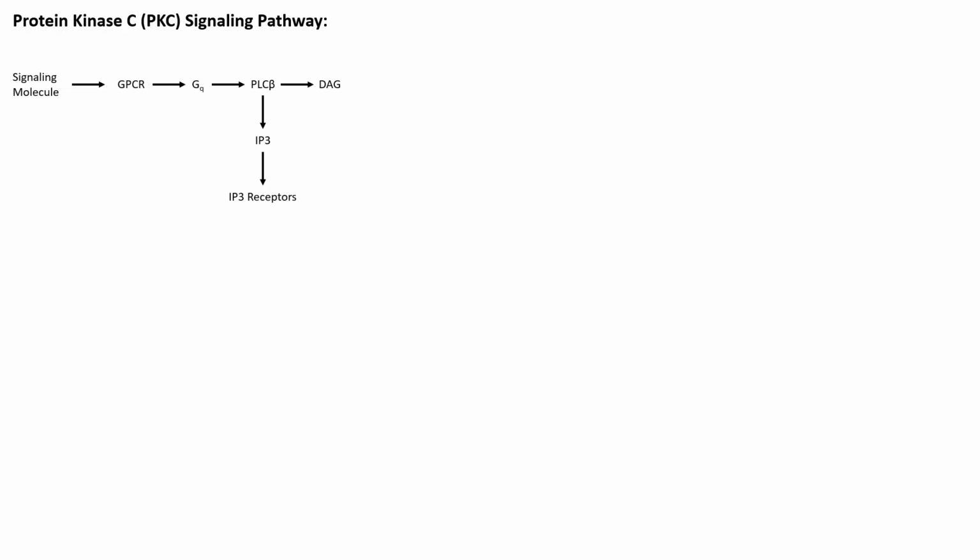IP3 will go on to activate IP3 receptors. DAG will go on to activate PKC partially. IP3 receptors will go on to activate calcium, increasing cytosolic calcium concentrations. Calcium will go on to activate ryanodine receptors. Ryanodine receptors will go on to increase even further the cytosolic calcium concentrations, thus activating calcium even further.